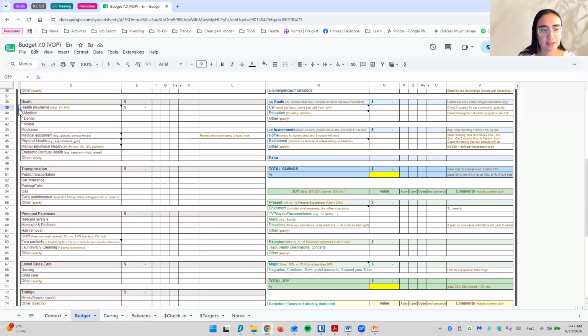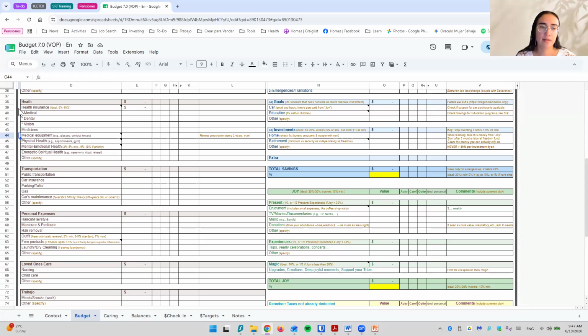Health. So in the health, we are going to take into account health insurance. Normally it is suggested to be like 5 to 10% of the available income. But just be mindful if this part is already deducted in your income or not. You have to double check those things. But just take into account the three basic ones: medical, dental, vision. Also take into account medicines. If you take something regular, take it into account.